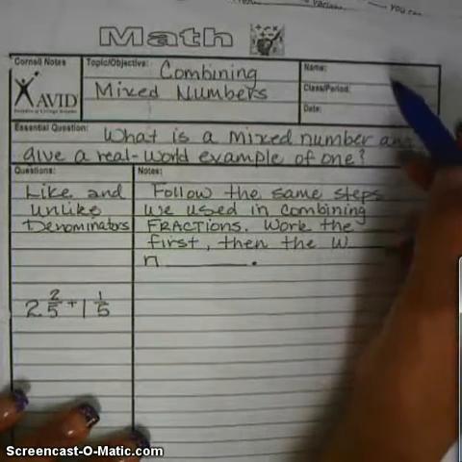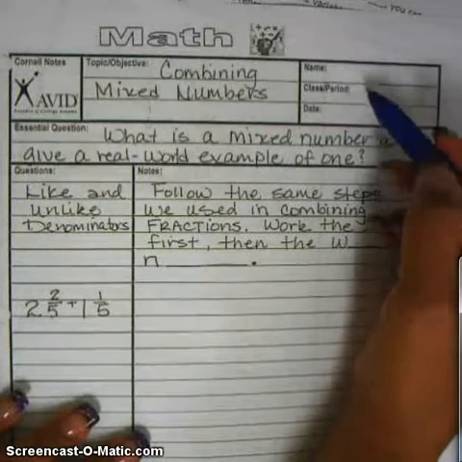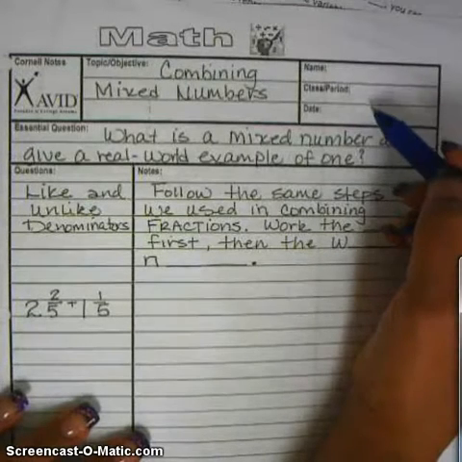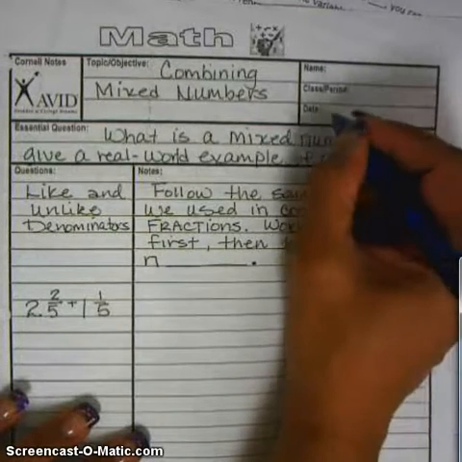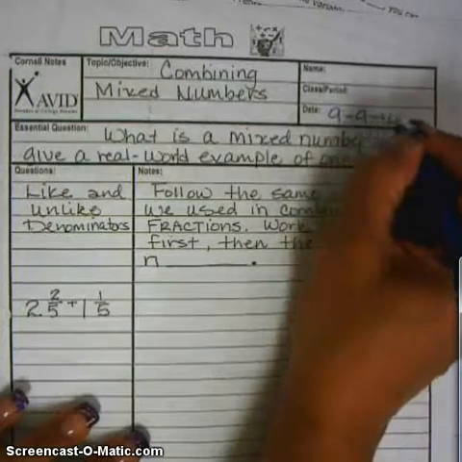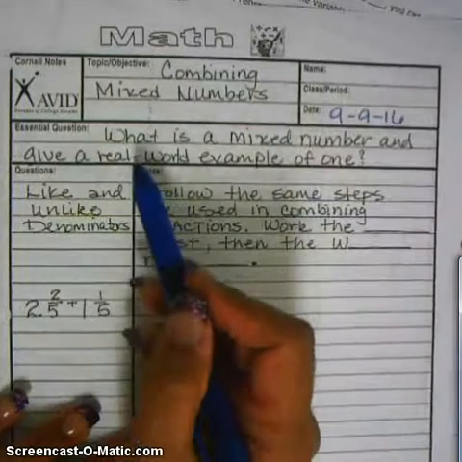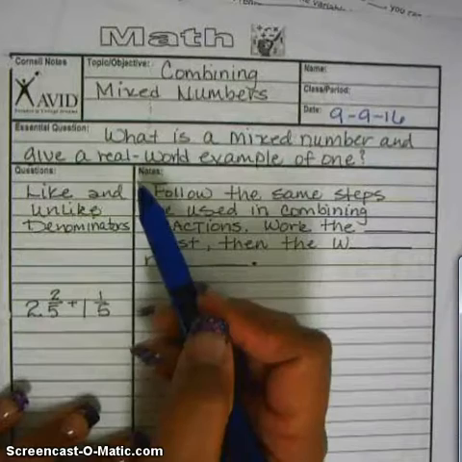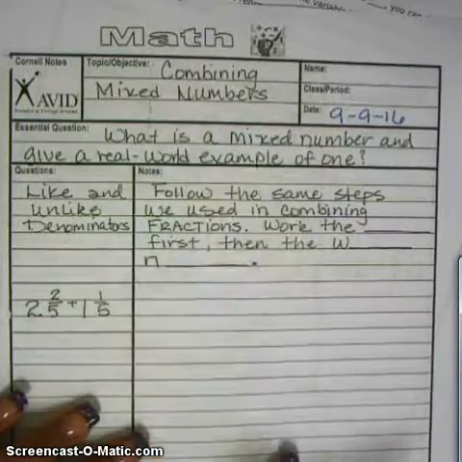These are your Cornell notes, so make sure that you have the right side filled out with your name, period, and date today. Okay, so our date is 9/9/16. Your essential question is, what is a mixed number, and give a real-world example of one.